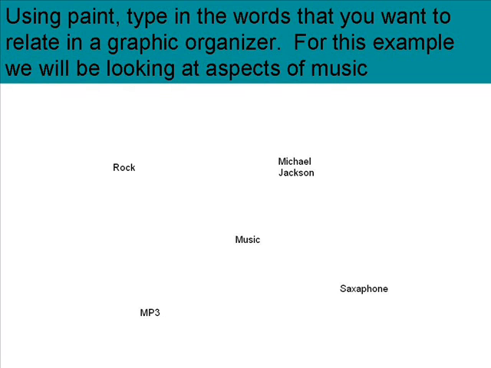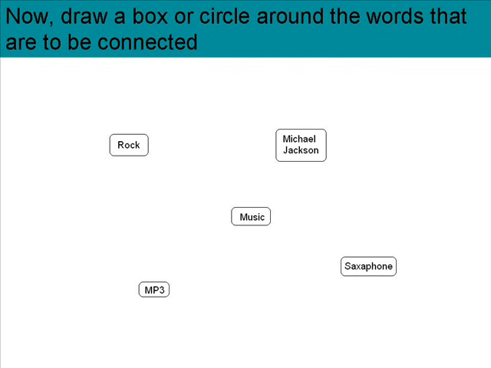So to start off a graphic organizer, you want to go into Paint, right? Open up that software on your computer and type in the different things that you're going to be connecting. Since we're doing music, in this case I wrote down a few: rock, music, MP3, saxophone, and Michael Jackson.